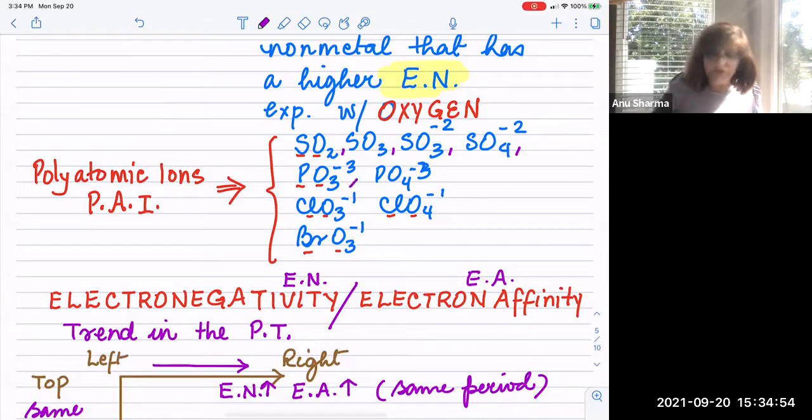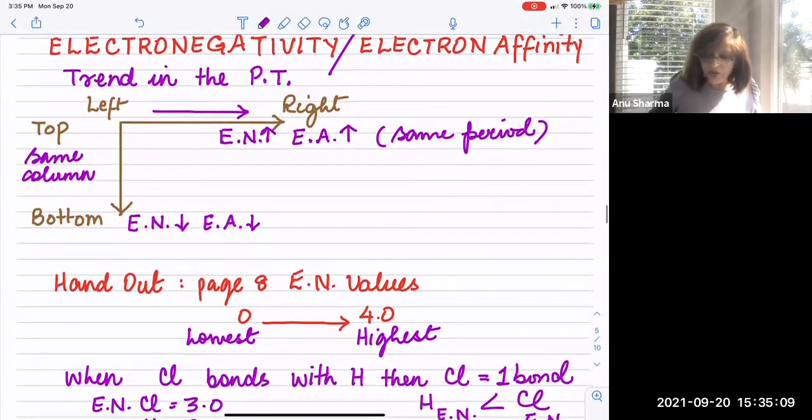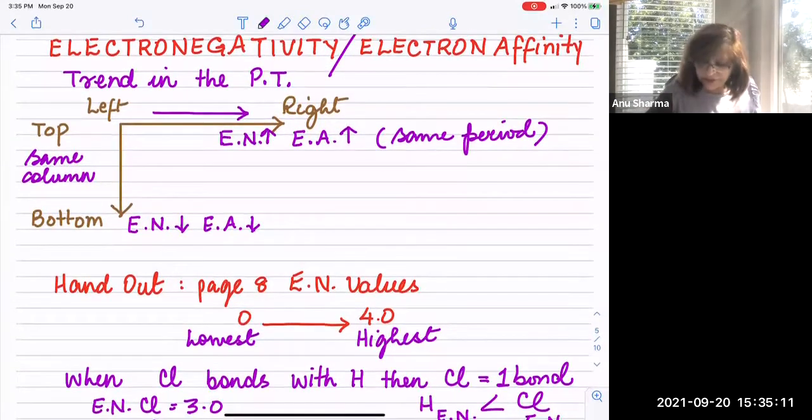Similarly, look at this PO3 3-, and PO4 3-. So again, expanded capability, same is the case with chlorine, bromine, all these. Whenever they combine with oxygen or any other element with a higher electronegativity, then they will be using their expanded capabilities. So there is a trend in the periodic table.